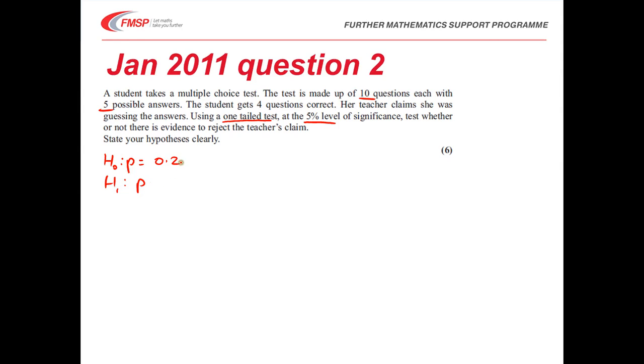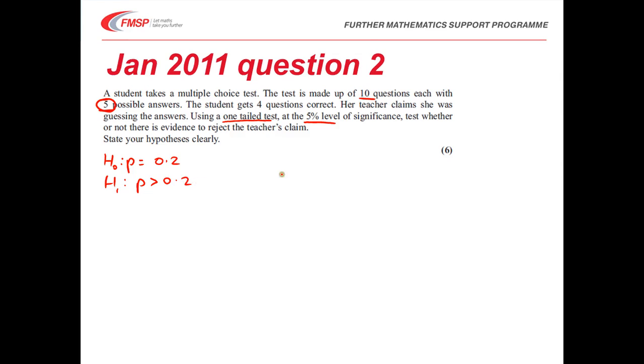Okay, so let's think about this. The reason p is 0.2 is because there are 5 possible answers. So if you guess, you've got a 1 in 5 chance of getting it correct. If you are cheating, then the proportion that you're going to get right is going to be greater than 0.2. So that's going to be our alternate hypothesis.